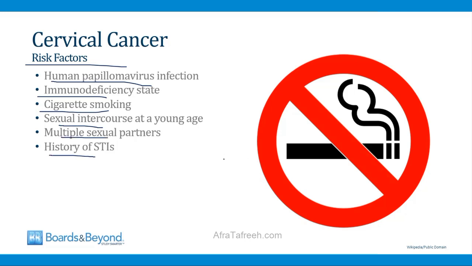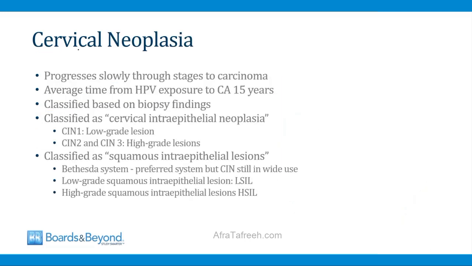So now let's talk about cervical neoplasia, which can occur in women who have chronic HPV infection. And you should know that cervical neoplasia progresses slowly through stages until cervical carcinoma develops, and that's why we screen for this, because we can treat it in the early stages. The average time from HPV exposure to cervical carcinoma is about 15 years.